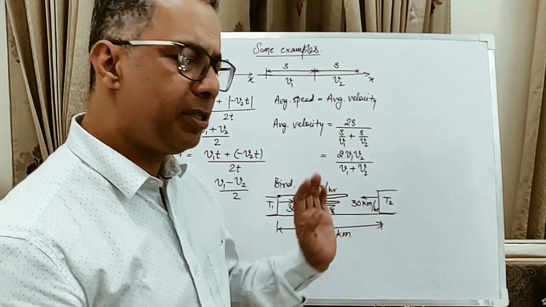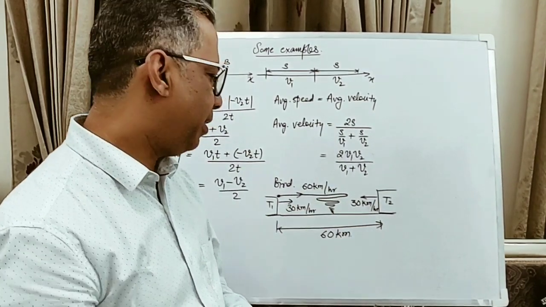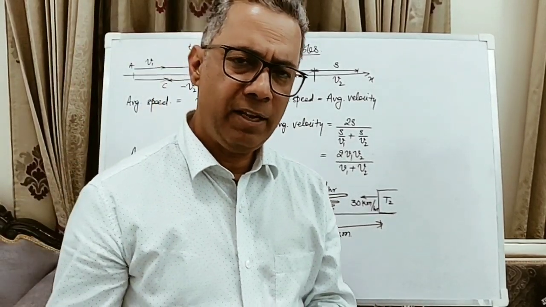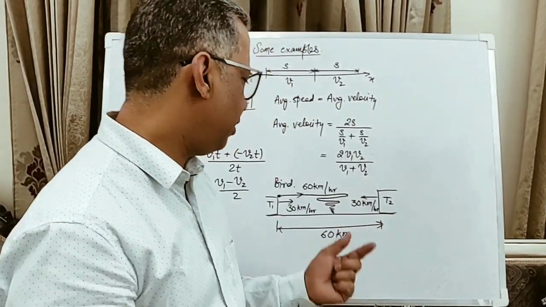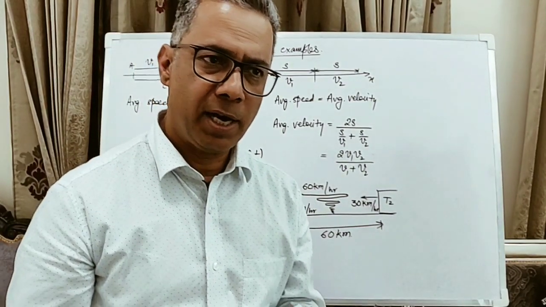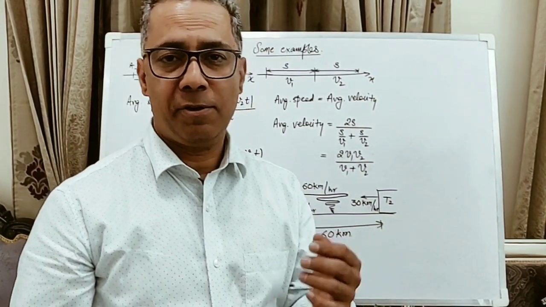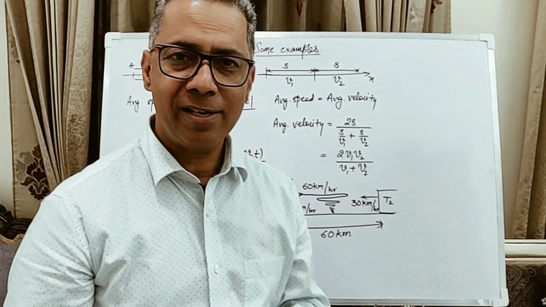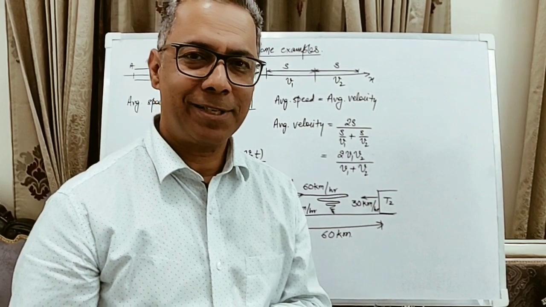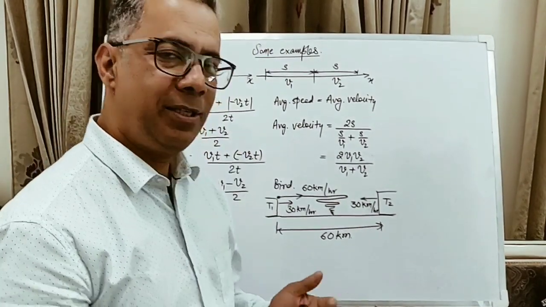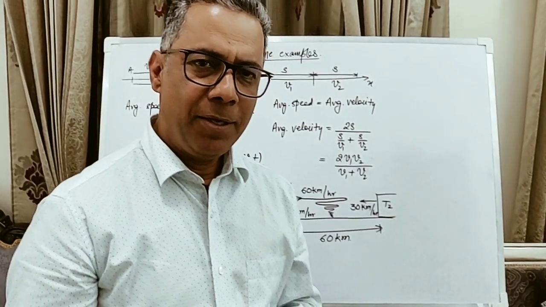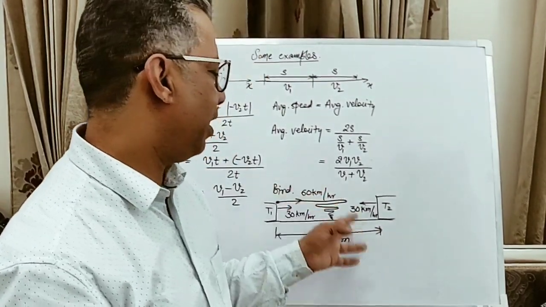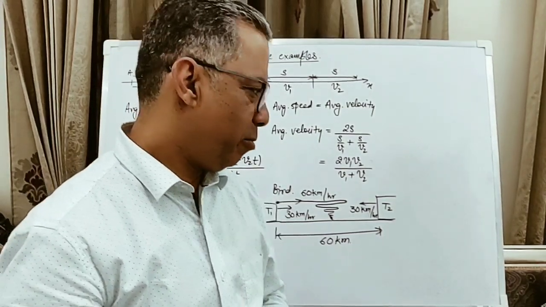So the collision happens after exactly 1 hour, and hence the bird was flying for 1 hour with a constant speed of 60 kilometers per hour. Now if you travel with a constant speed of 60 kilometers per hour for 1 hour, then the total distance traveled will be 60 kilometers. So that's essentially a very, very simple problem, a very basic example on straight line motion.